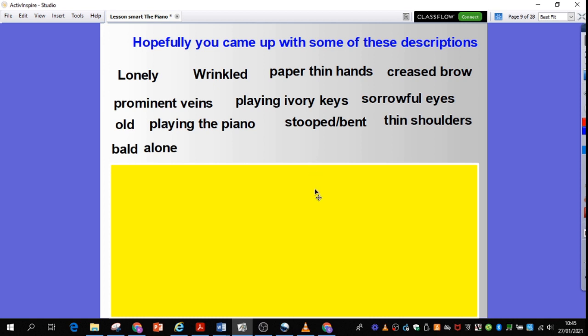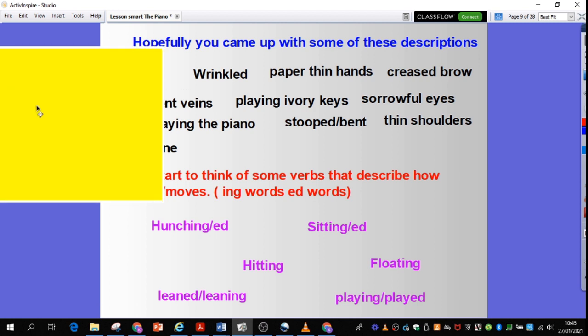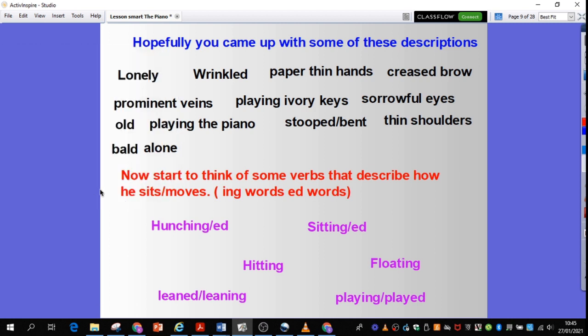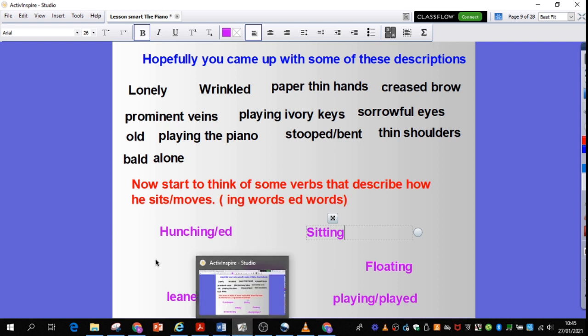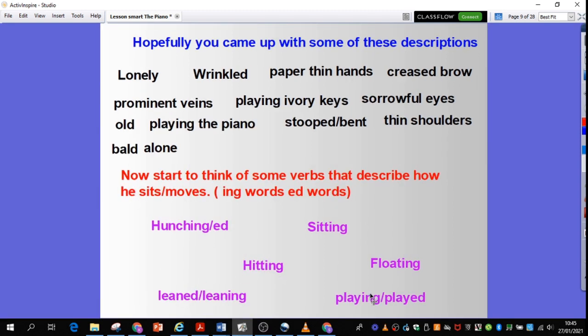I'll start you off. I've got myself a list here. I was saying that he was hunching, or he was hunched over the keys. He was sat. He was hitting the keys. His hands were floating above the keys. He leaned in towards the piano, and he was playing, or he played the piano.